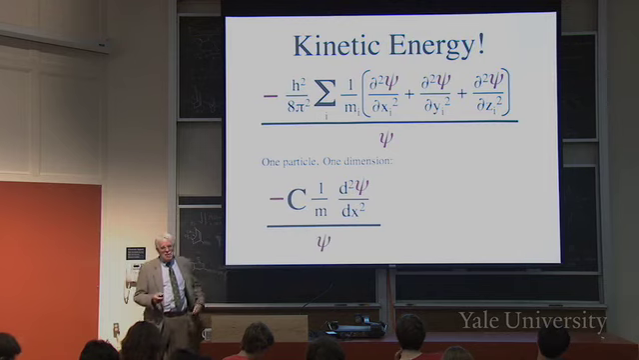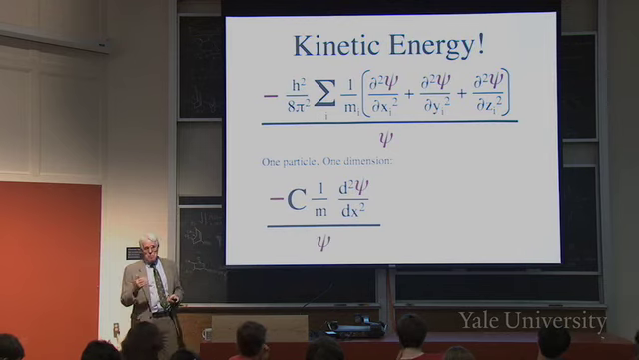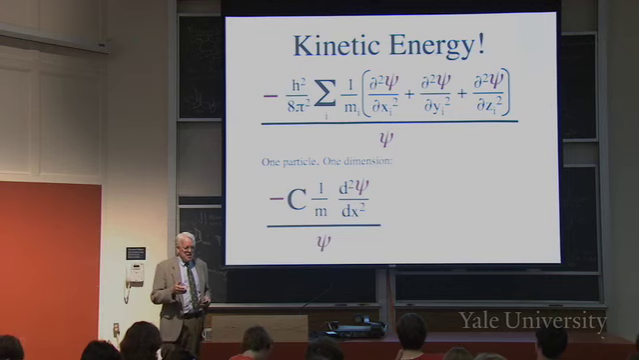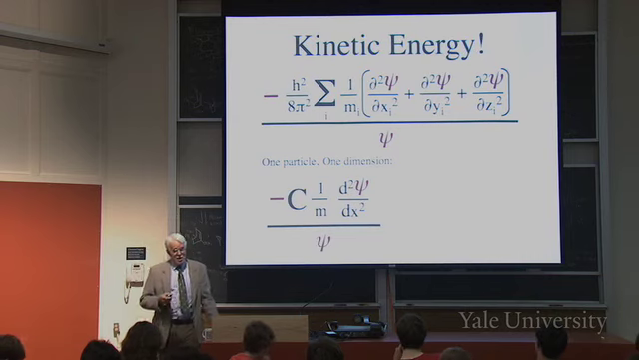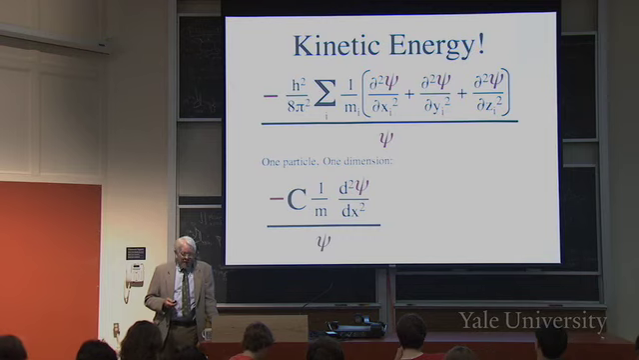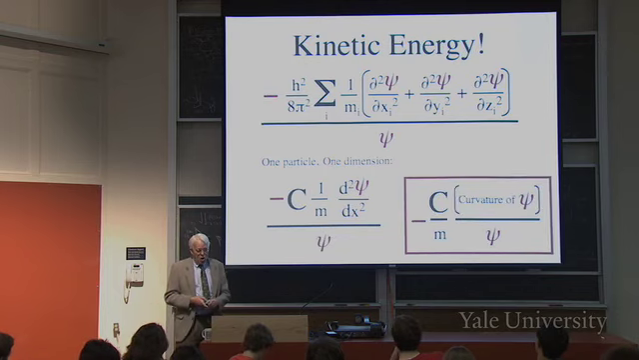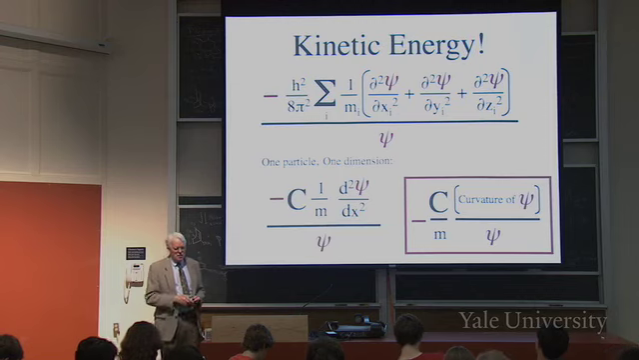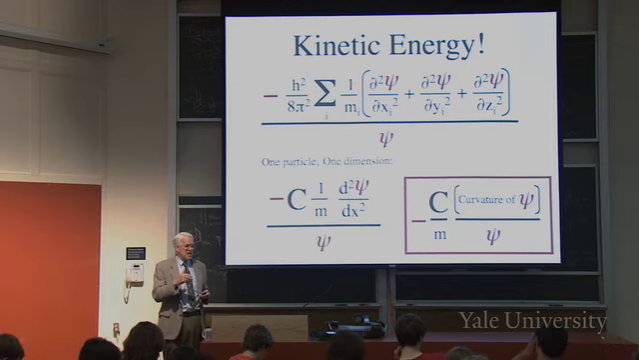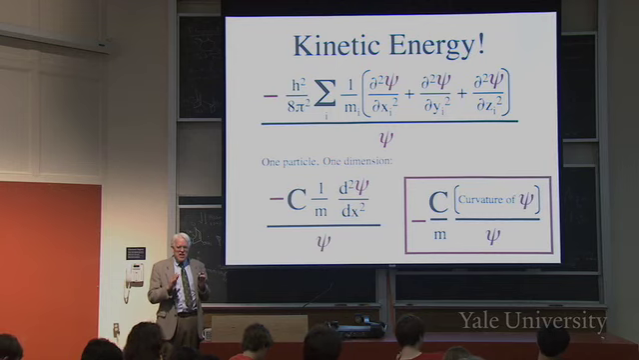So it's a negative constant times 1 over the mass of the particle times the second derivative of the wave function, divided by psi. That's kinetic energy, really, not 1/2 mv squared. Okay? Or here it is, written just a little differently. So there's a constant c over the mass, right? And then we have the important part, which is the second derivative.